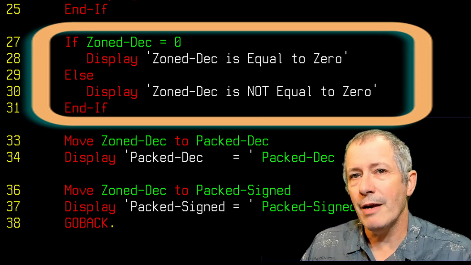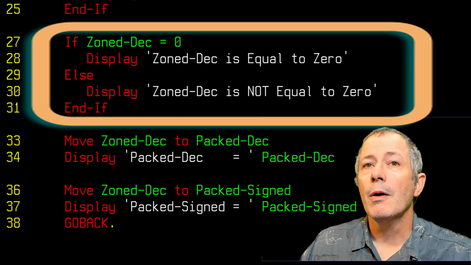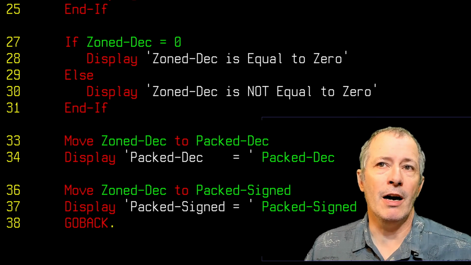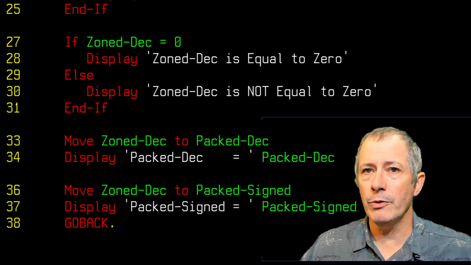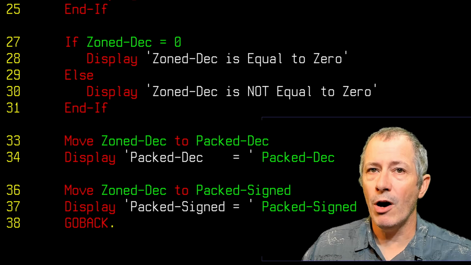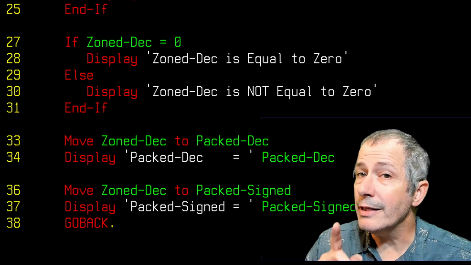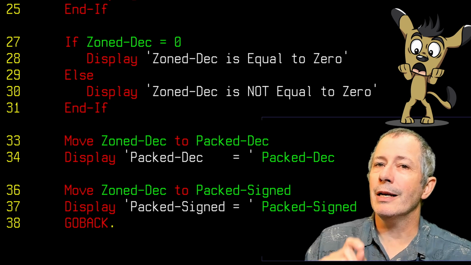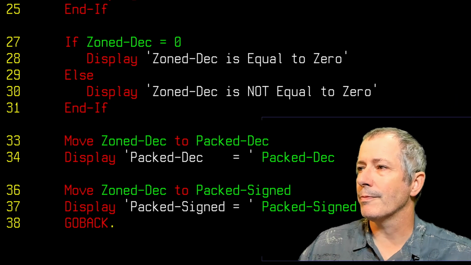Lines 27 to 31 check to see if Zoned-Decimal is equal to 0. Basically, we're asking is 5 spaces defined as Zoned-Decimal equal to a numeric 0. You are hopefully thinking that test should be false. Spaces are not equal to 0. This if statement is really interesting. It can be true or false depending on a compiler option.